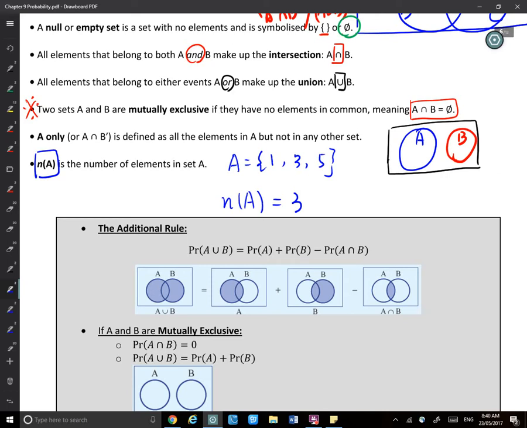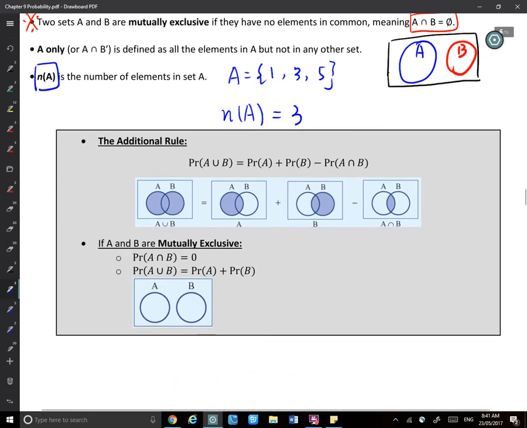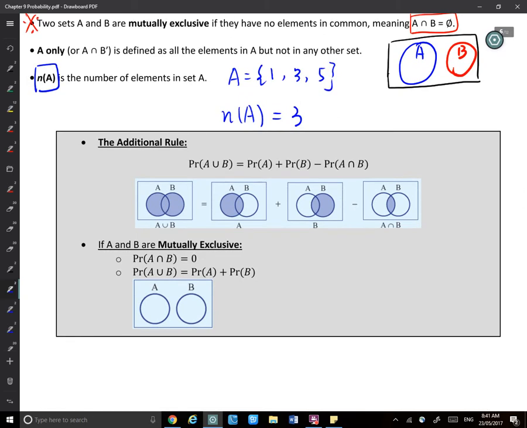n(A) is not a probability. n(A) is not asking you to list out the outcomes. n(A) is asking you how many outcomes there are in the set A. Because last year when I did the test, I found students don't understand what this n means. They always list out the elements for me. It's not asking you to list them out. It's asking how many there are, the number.